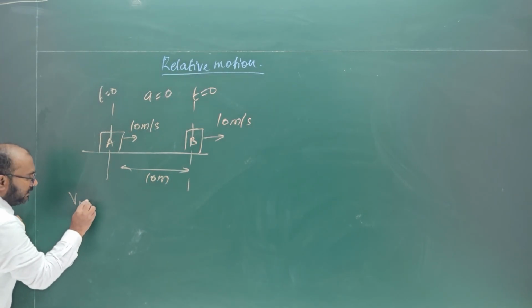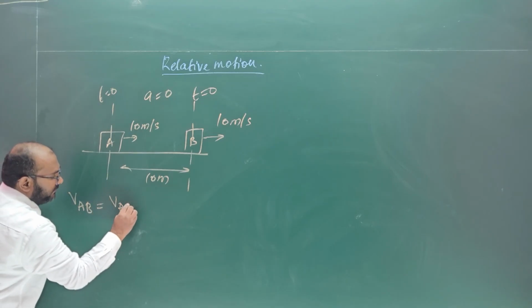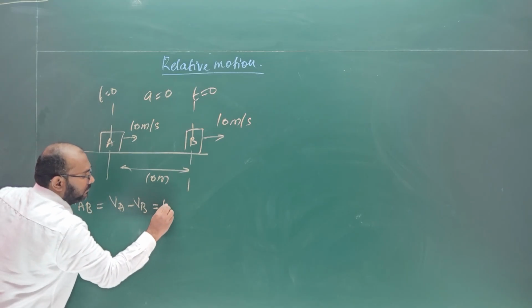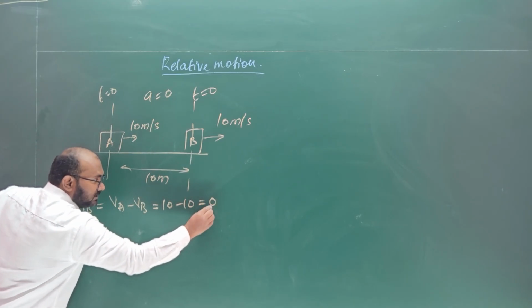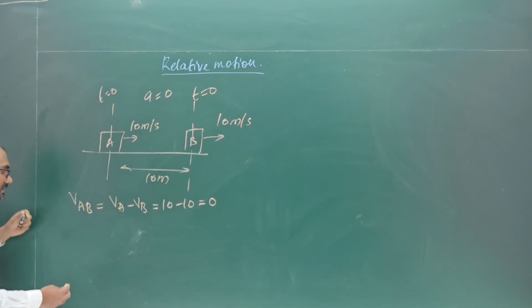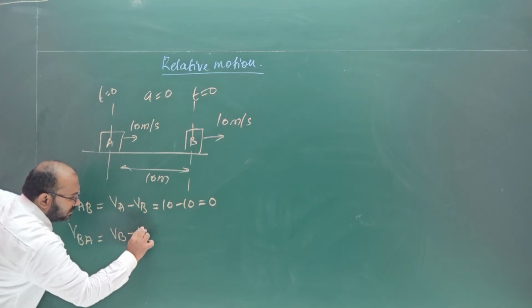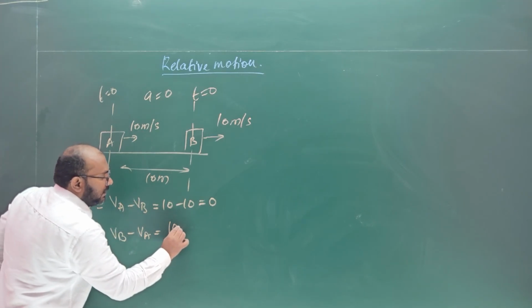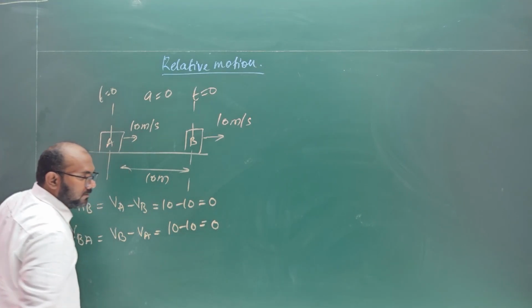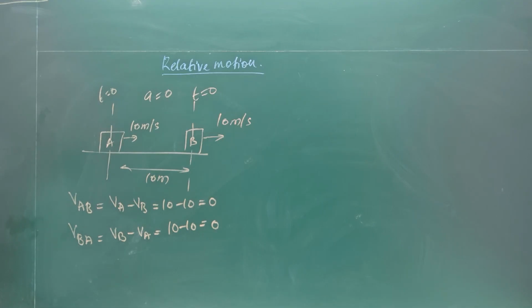So if I write VAB, that means I am writing what? VA minus VB, that is nothing but 10 minus 10. This answer is what? 0. Similarly, if I write VBA, then I will be writing VB minus VA, that is nothing but again 10 minus 10, that is equal to what? 0. Yes or no?